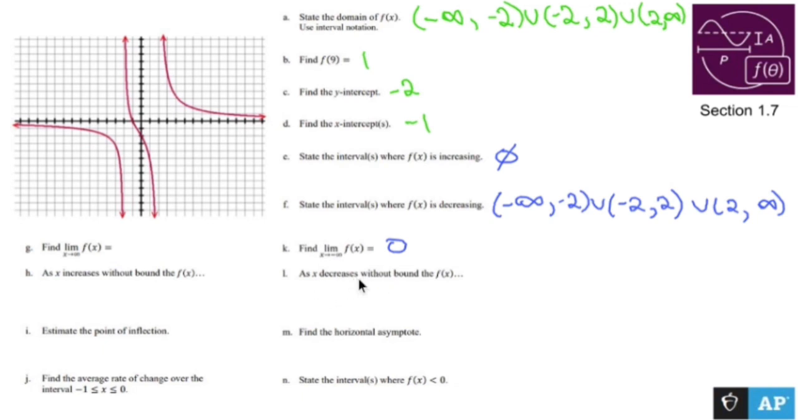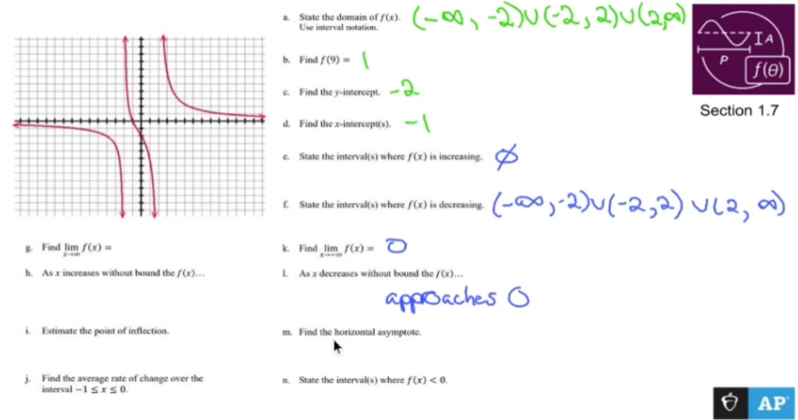As x decreases without bound, the f of x does what? Well, that's basically what I answered for k. K just says as x gets smaller, so as x decreases without bound is asking the same question. So what we'll do is we'll use words, and we'll say it approaches 0, or the x-axis.